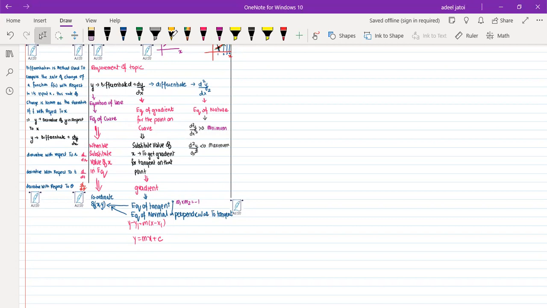So the main concern here is that you need to find values from very different directions. You need to find values from the curve as well, and you need to find values from the equation of gradient as well, because the equation of gradient will give you the gradient when you use x.